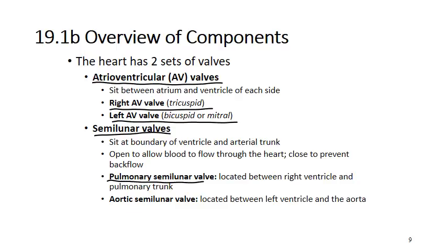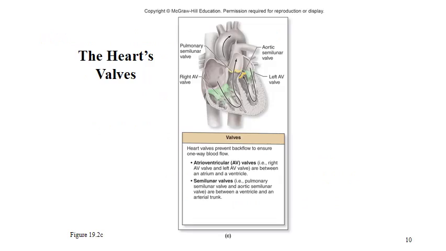So we have the pulmonary semilunar valve, which is going to be between the right ventricle and the pulmonary trunk. And then the aortic semilunar valve, which is going to be between the left ventricle and the aorta. Which makes sense. Pulmonary trunk would have the semilunar valve, so pulmonary semilunar valve, and then the aorta would have the aortic semilunar valve. So we can just see those right there in our picture here.